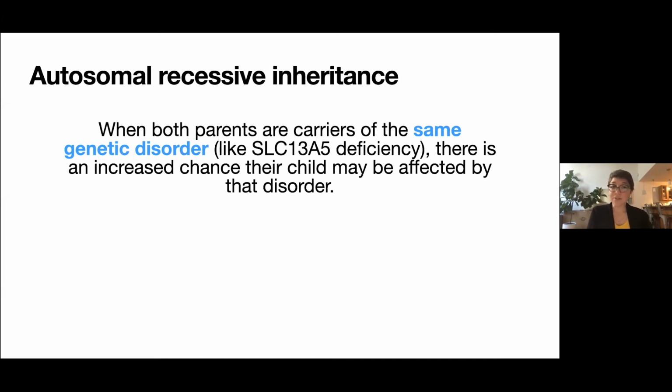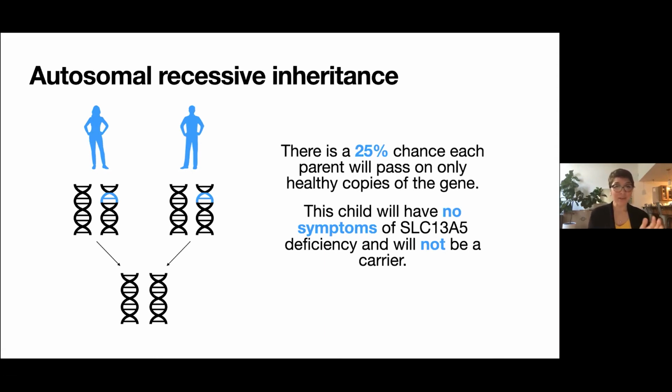When both parents are carriers of the same genetic condition, there is an increased chance that their child might be affected by that disorder. So for example, here we have two parents that are carriers of SLC13A5 deficiency. Again, they have that one pure black gene icon that has no variant, it's healthy. And then each parent also has a genetic variant that's represented by the blue. Each pregnancy, there is a 25% chance that each parent will only pass on the healthy copy of the gene, which you're seeing here. In this case, this child would have no symptoms of SLC13A5 deficiency, and they would also not be a carrier. So none of their children would be at an increased risk to have SLC13A5 deficiency.